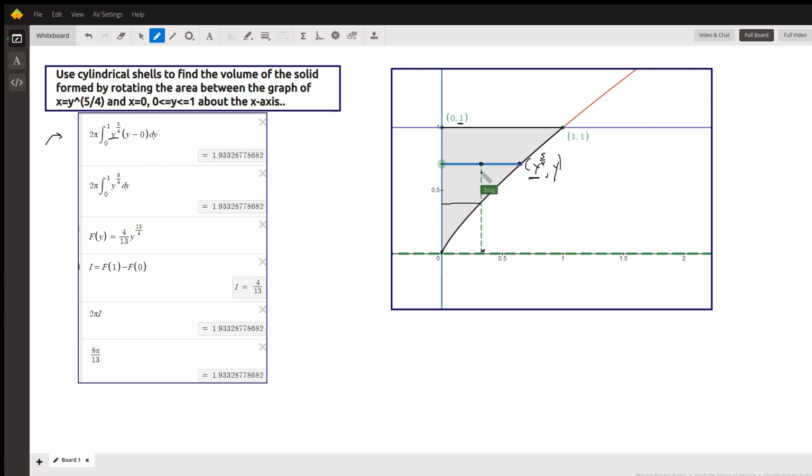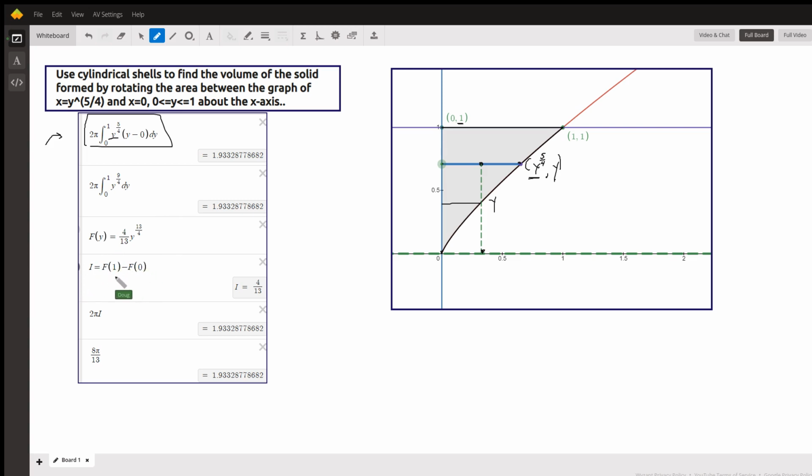And this distance for each x is just y. So that's the distance from the axis of revolution at 0 up to here. And so there's your setup of the definite integral for this area, or for this volume.